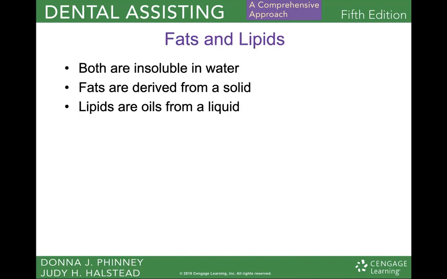Fats and lipids. Fats and lipids are both insoluble in water. Fats are derived from a solid, and lipids are oils from a liquid. It is suggested that Americans should consume only 30% of their diet from fat, but most are consuming about 40 to 50%. Fats are an alternative source of energy, often referred to as the backup source.